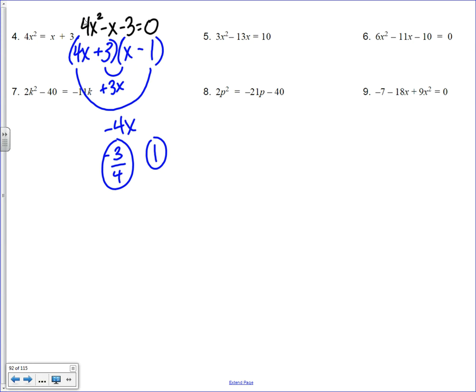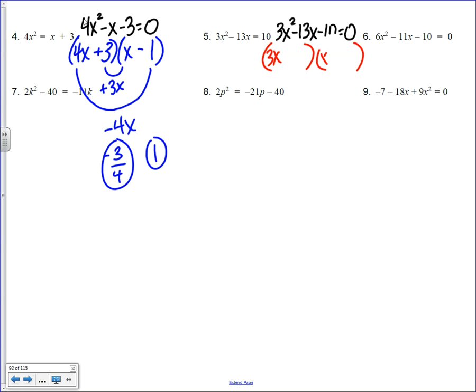Okay, number 5. Go ahead and subtract that 10 over. Got to get it equal to 0 first. So it looks like that. No GCF here. So I'm going to have to make my two binomials, and I'm going to have to start guessing. Well, the 3x squared has got to be just 3x and x.